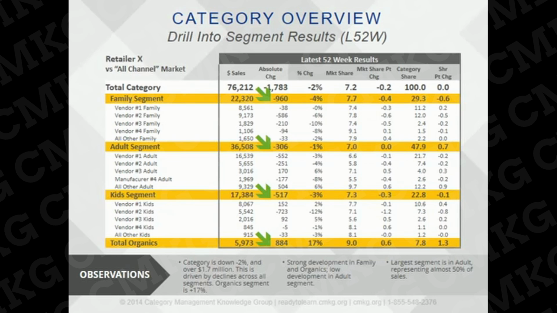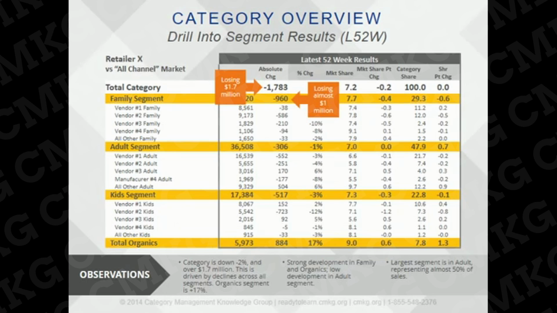As I mentioned before, it's always important to include an absolute volume change. You can see that a decline of 1% in the adult segment translates to negative 306 in sales, which is a significant amount of volume loss. Of note, the adult segment is the largest segment in the category. So all three segments have declined over the latest 52 weeks, translating to a total volume loss of almost $1.8 million.